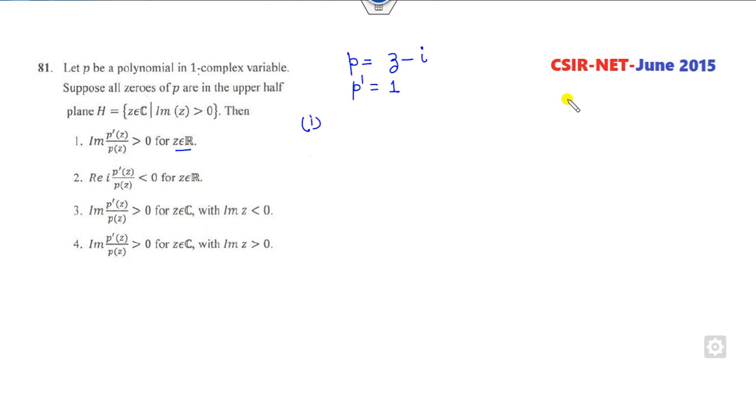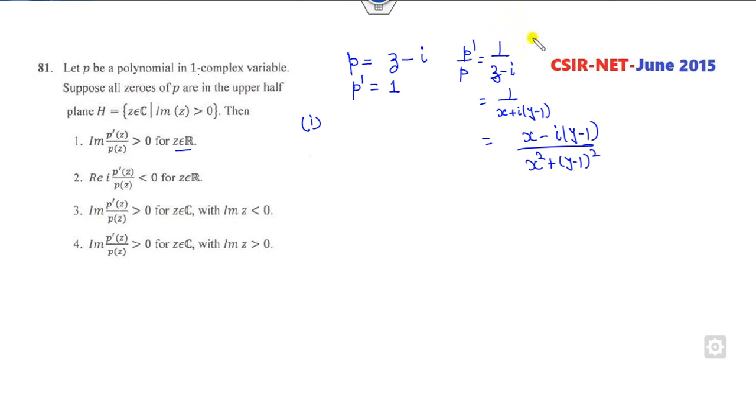Imaginary, okay, firstly we will find what is P dash over P. P dash is 1 over z minus iota. So this is x plus y minus 1. So if I rationalize them, this is my x squared plus y minus 1 whole square.